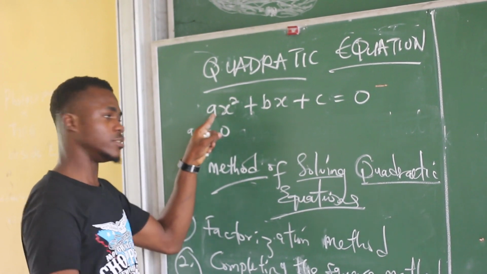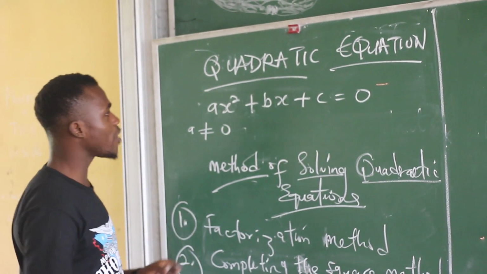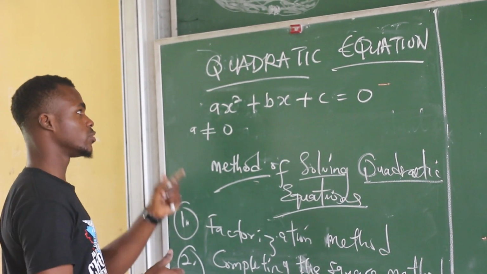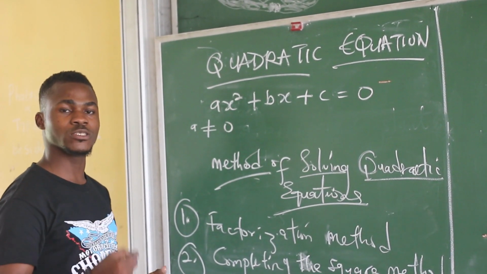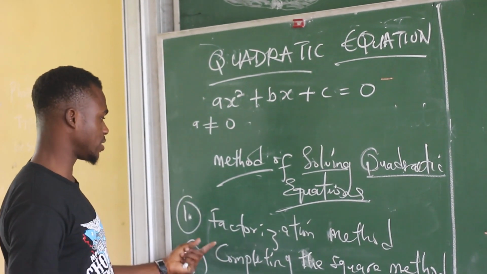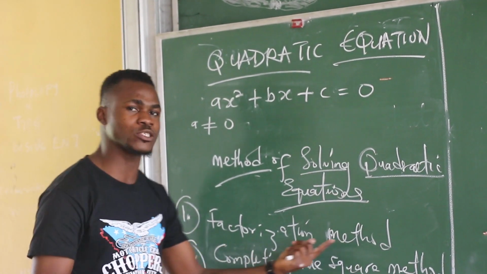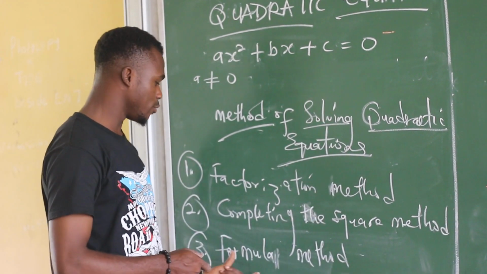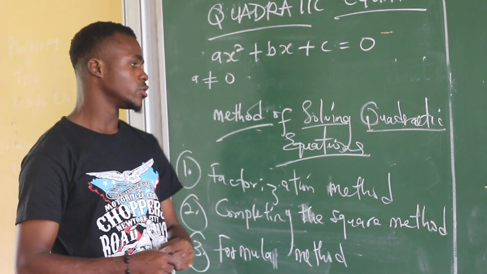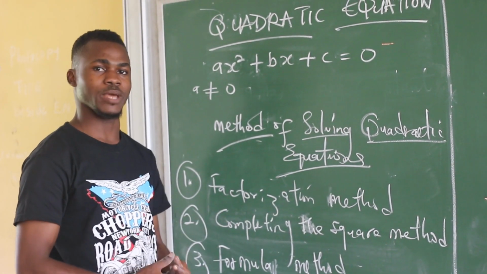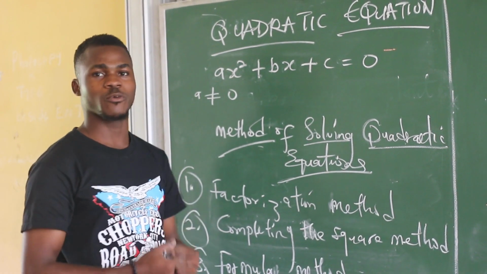Equal to what? 0. Alright, so we also have the different methods that we can use to solve this quadratic equation to get the roots of this what? Quadratic what? Equation. So we have the first method here. We can use the factorization method. We can use the completing the square method. We can use the formula what? Method. So in this video, we are going to be looking at the factorization method, okay, to solve this quadratic equation.